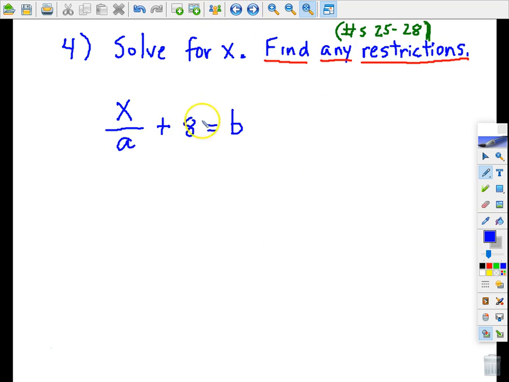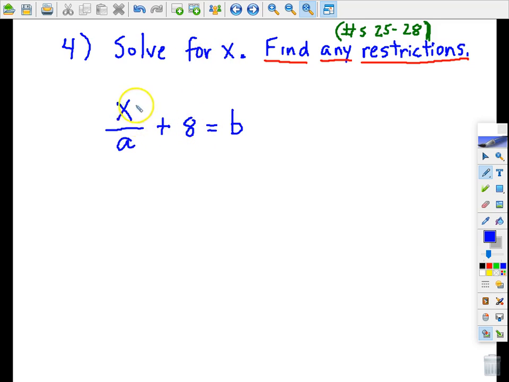Okay, when you get to problems 25 through 28 on your homework, you're going to have a little bit of an added instruction. Solving for x is basically what we've been doing previously, but I want to talk at the end. After we solve for x, we'll talk about what it means to find any restrictions on the variables that were given. Okay, well, let's first talk about how to solve for x.